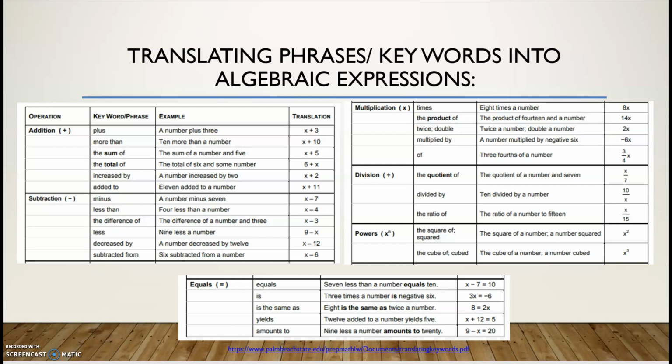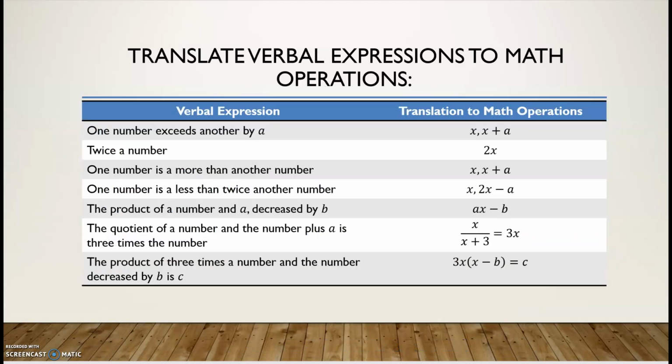Now this is just a reference for you to refer back to. There are keywords and phrases for addition: plus, more than, the sum of, the total of, increased by, added to. All of those are keywords for saying, I need you to add. For equal, they'll either say flat out equals, or is the same as, yields, amounts to. All of those mean we need an equal sign here.